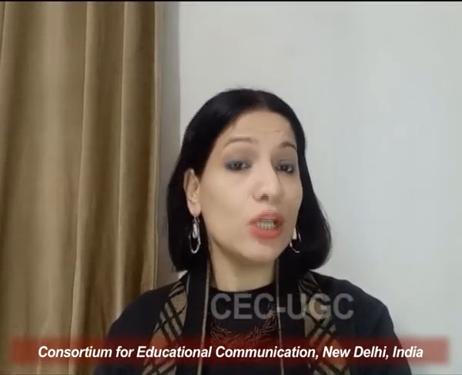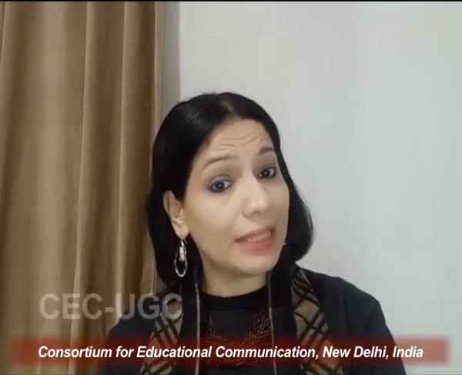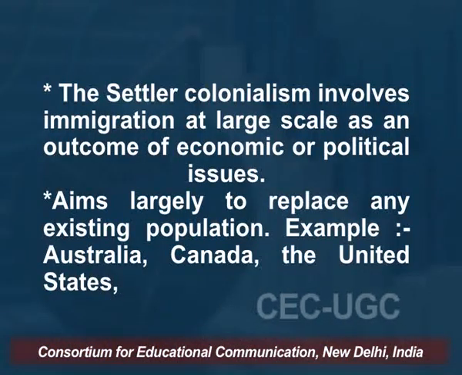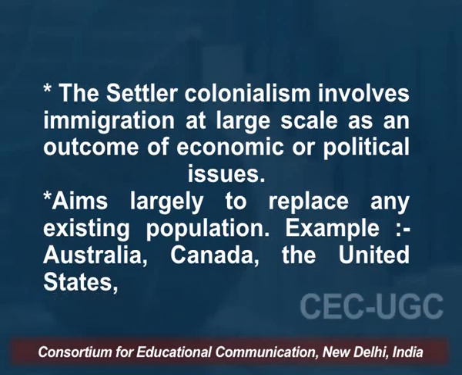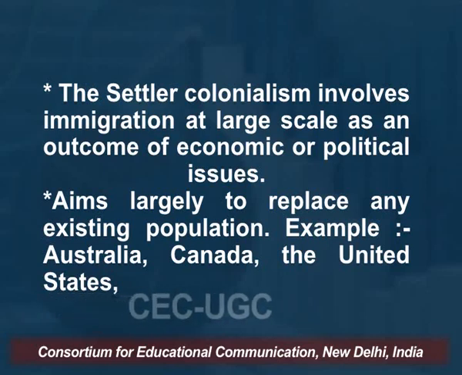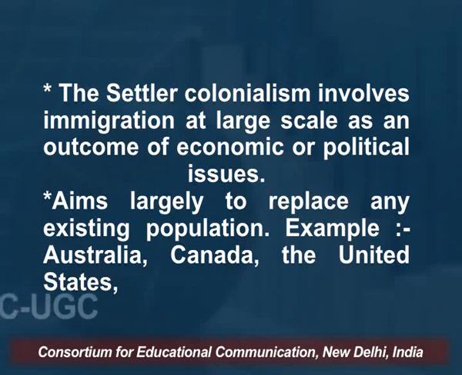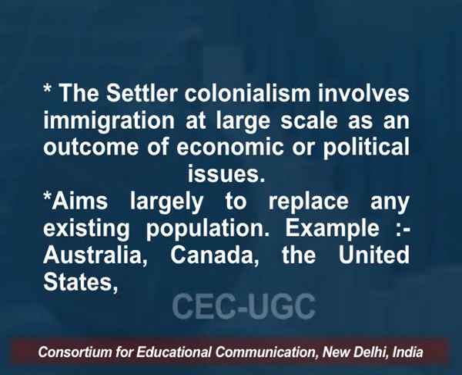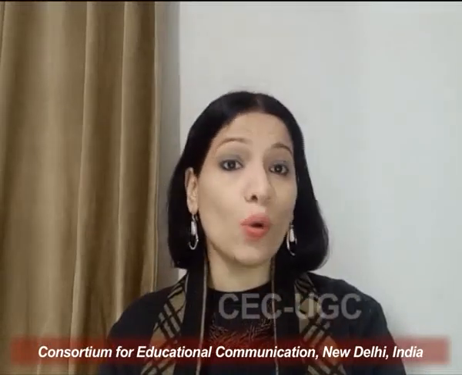Now, this brings us to the next important aspect, that is, what are the various types of colonialism then? Settler colonialism involves emigration at large scale as an outcome of economic or political issues. As we talk about colonialism, settler colonialism aims largely to replace an existing population. Historians and anthropologists have given examples of Australia, Canada, United States with reference to understanding settler colonialism.